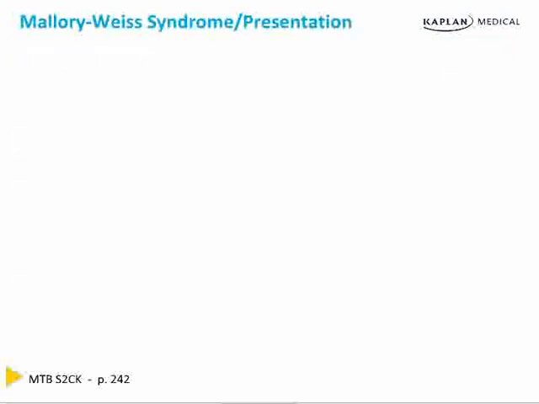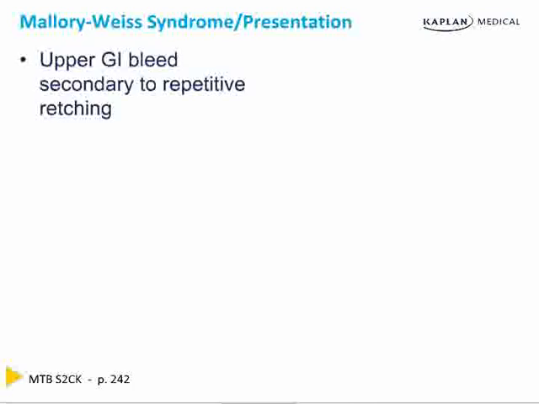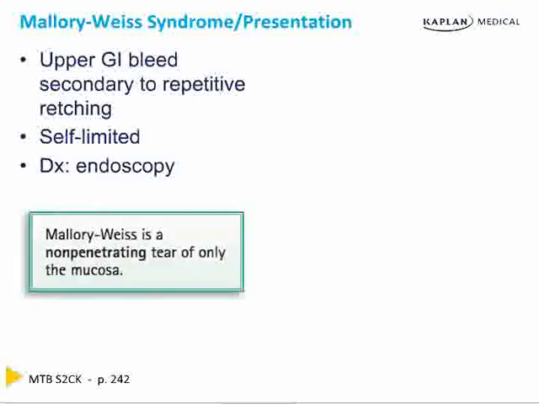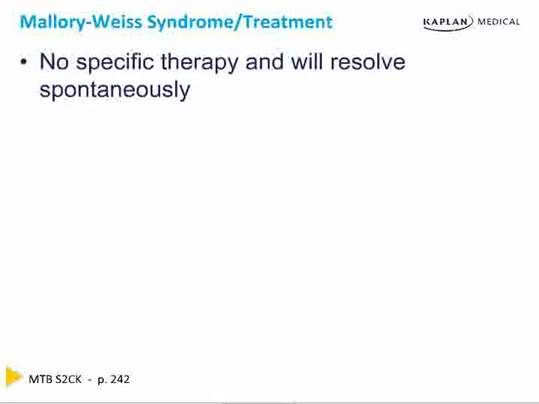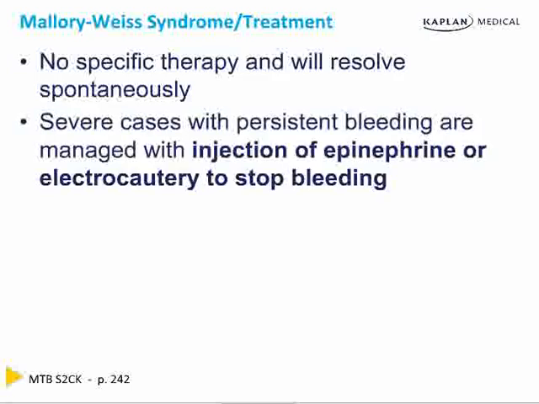Mallory-Weiss syndrome is an important cause of upper GI bleeds after prolonged vomiting or retching. These repeated episodes lead to tearing of the mucosa with chest pain that's followed by hematemesis or black stool. Keep in mind, they do not have dysphagia. Most of the time, they're self-limited, and the best test for diagnosis is an endoscopy. One important fact that you need to keep in mind is that it's a non-penetrating tear limited to the mucosa. Here's an example of somebody with a Mallory-Weiss tear. There's no specific therapy for Mallory-Weiss. They usually stop on their own. However, for the really severe cases, we can actually inject epinephrine or use electrocautery via endoscopy to stop the bleeding.